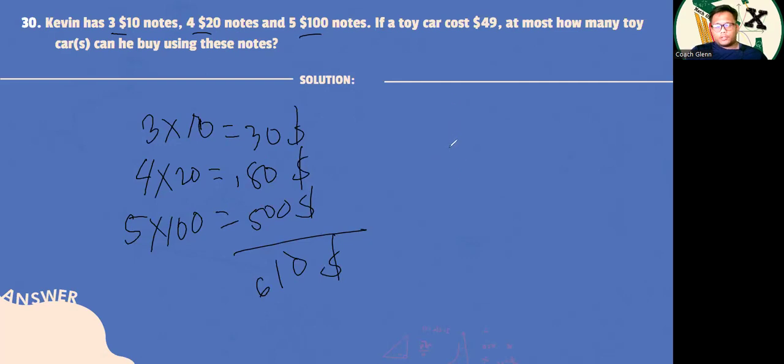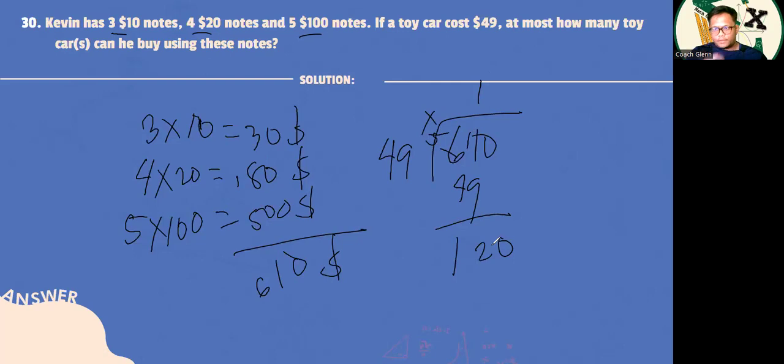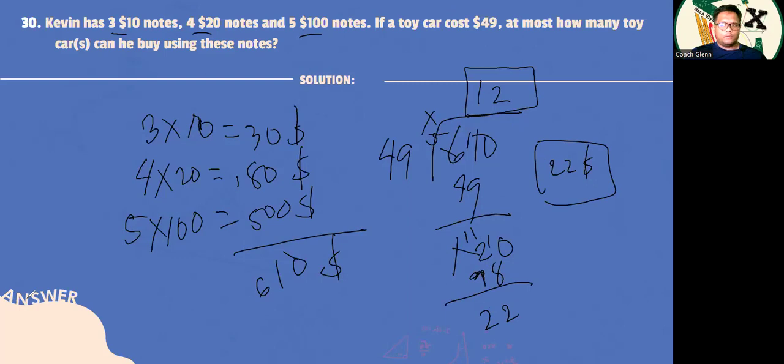So he has $610 and he wants to buy a car that costs $49. To find how many cars he can buy, we just need to do 610 divided by 49. 61 divided by 49 is 1. 1 times 49 is 49. 61 minus 49 is 12, bring down the 0 to make 120. That should be 2. 2 times 49 is 98, so we have a remainder of 22. So you get 12 with a remainder of $22. But $22 can't buy one toy car, so you can only buy a maximum of 12 cars. So you just add the total money and then divide it by the cost of each toy car.